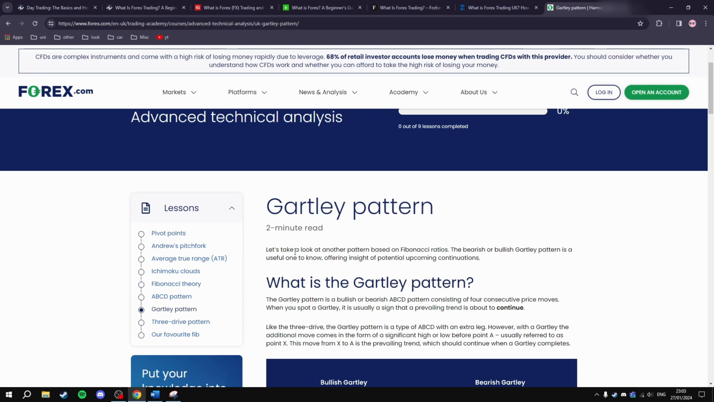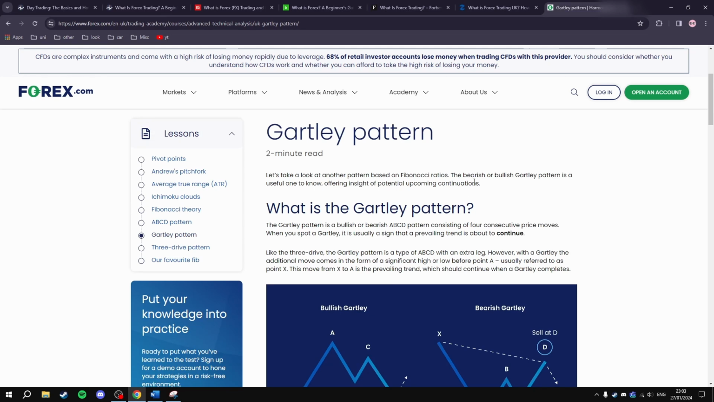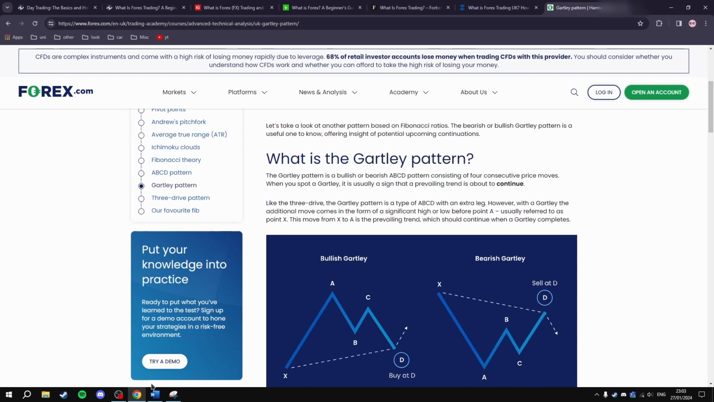Gartley pattern. Let's take a look at another pattern based on Fibonacci ratios. The bearish or bullish Gartley pattern is a useful one to know, offering insight into potential upcoming continuations. What is a Gartley pattern? The Gartley pattern is a bullish or bearish ABCD pattern that consists of 4 consecutive price moves.